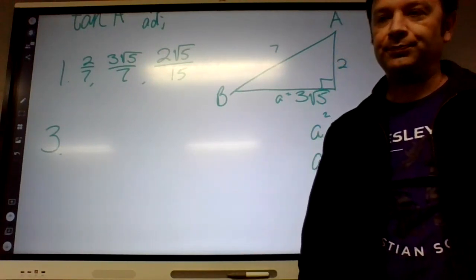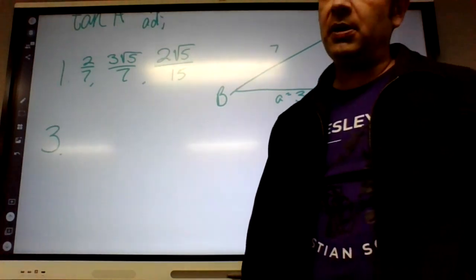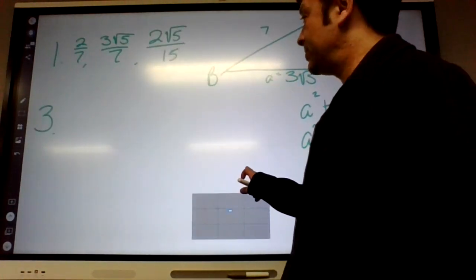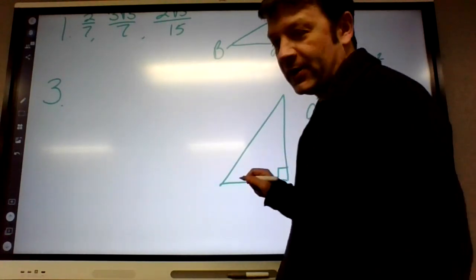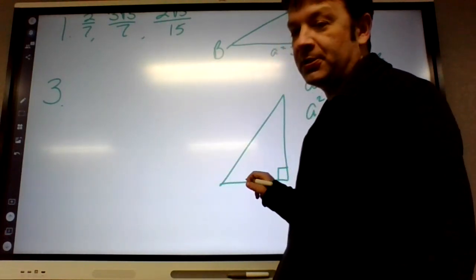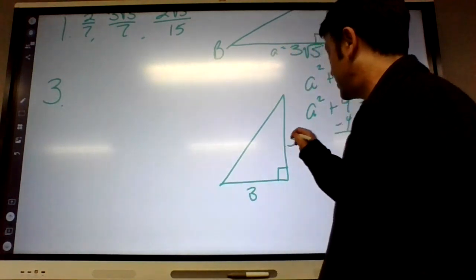Number 3. Okay, we're also missing a side on the other triangle, so I guess we better stop and figure that one out. So how are we going to find the hypotenuse on that triangle? 3, 5, and blank.